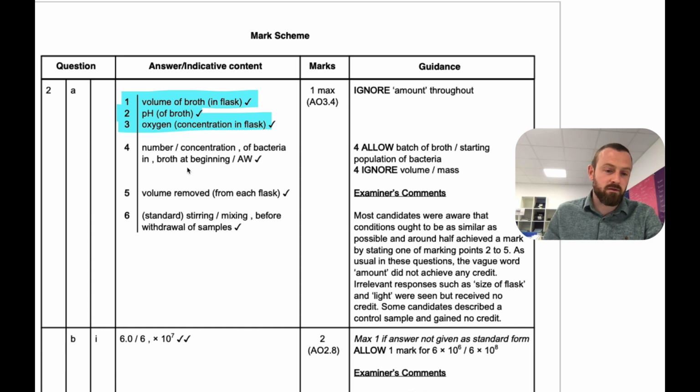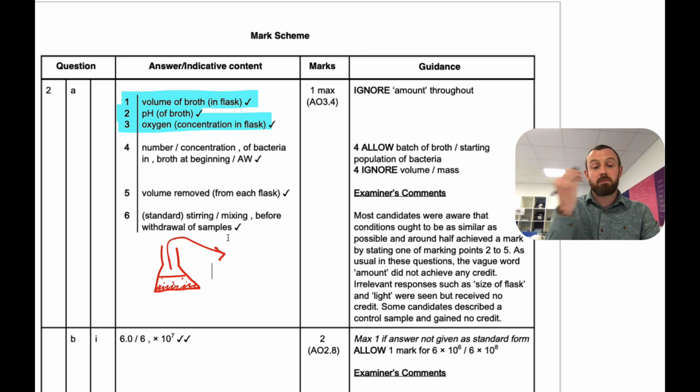And here are some other things. So this is an interesting one, stirring or mixing before you withdraw the sample. If you've got your master culture beaker like this, and there's bacteria in it, a lot of the bacteria will settle to the bottom. So every time you take out the sample to test, you should mix it about to get an accurate reading, because otherwise if you take it from the top one time and the bottom another time, you'll get big differences. So those are the mark points available.